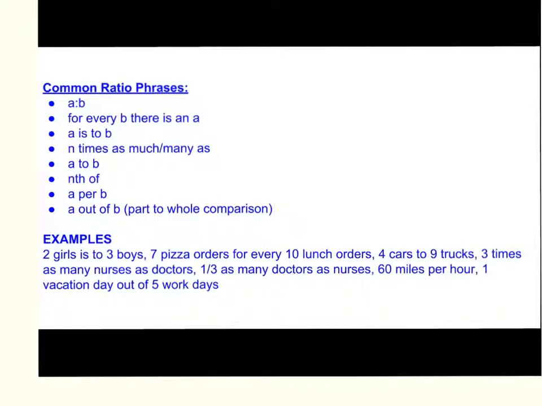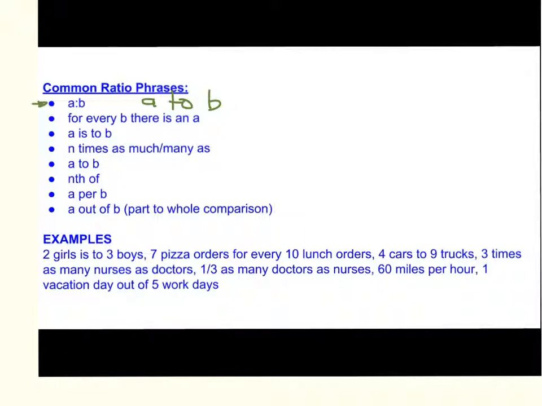On this page, we've got some common ratio phrases. When you see something like A to B, that colon there, we just say "as" or "to." Sometimes in word problems, you'll see "for every B, there is an A," or "for every 2 boys, there are 1 girl," something like that.